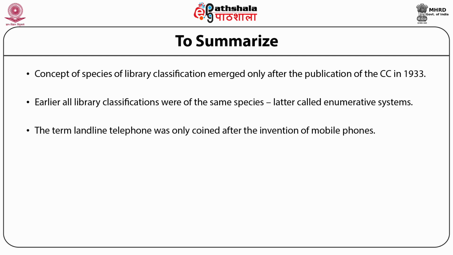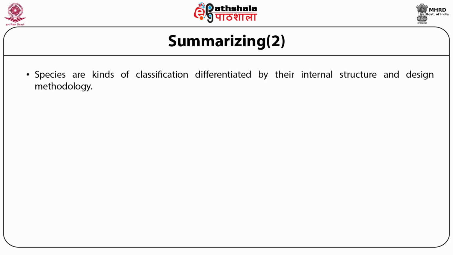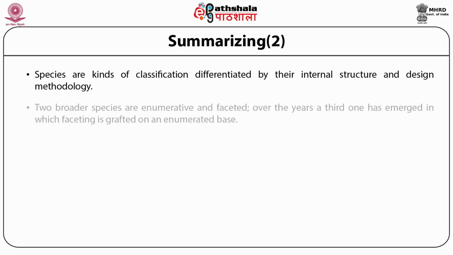And of course, it may be remembered that knowledge classification has no species, because knowledge classification is simply a systematic list of all the subjects in the universe of knowledge, and the list is exhaustive. So the term species of classification applies only to library classification. It may be remembered that species are kinds of classification differentiated by their internal structure and design methodology. Two broader species are enumerative and faceted ones.